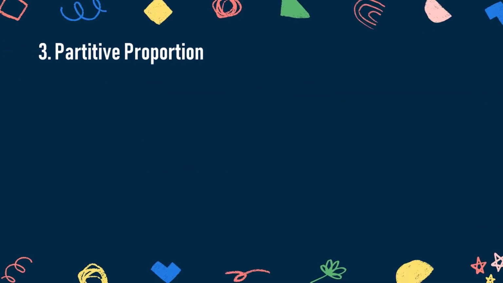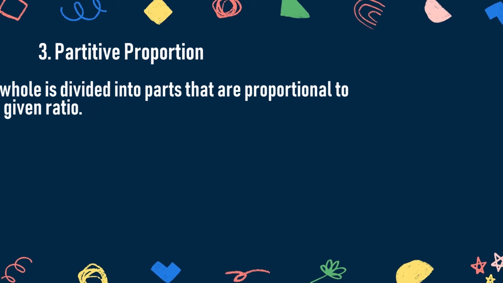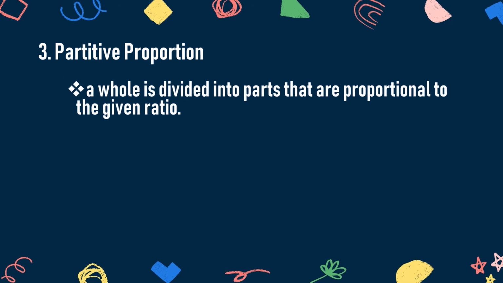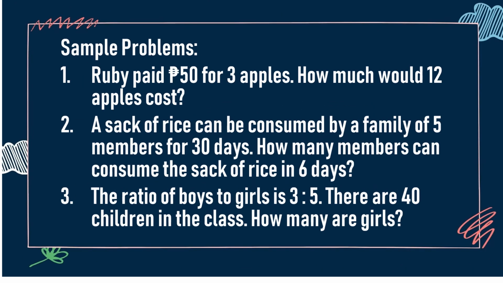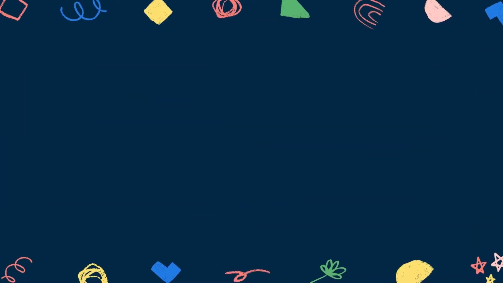In a partitive proportion, a whole is divided into parts that are proportional to the given ratio. Example: 64 chocolates will be shared in the ratio 1:1:2. To understand fully the types of proportion, let us answer the following problems.